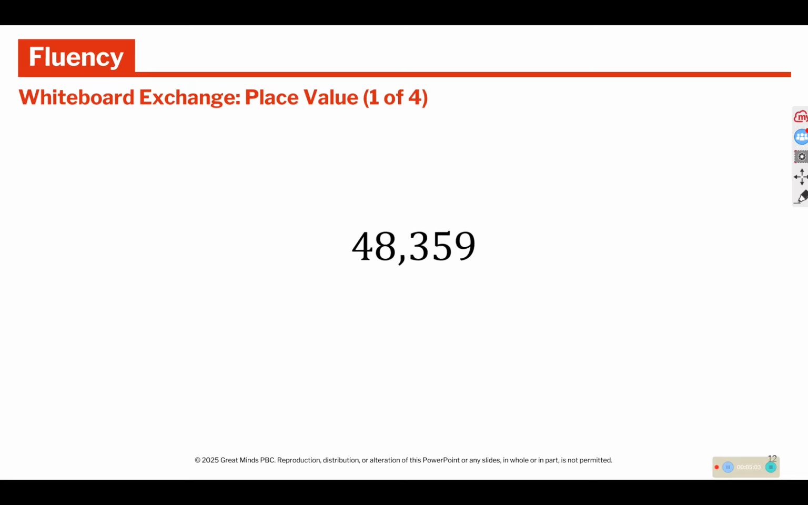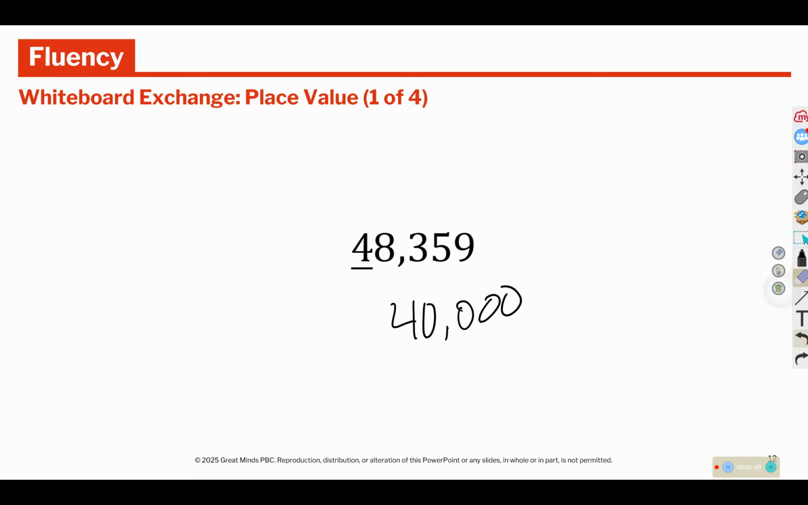So here we have this number, and I'm going to read the number shown. This is 48,359. What digit is in the 10,000s place? The 4. So what value does that represent? If it's 4 10,000s, that would represent 40,000.